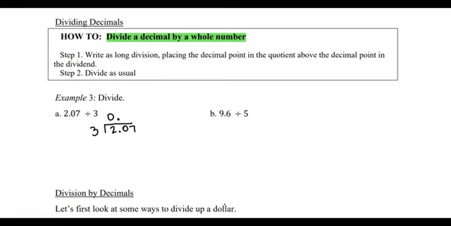So 3 goes into 20 6 times. 3 times 6 is 18. You subtract 18 and you have 2, and you bring the next digit down. 3 goes into 27 9 times. 3 times 9 is 27, and when you subtract it, you get 0. So 2.07 divided by 3 is 0.69.